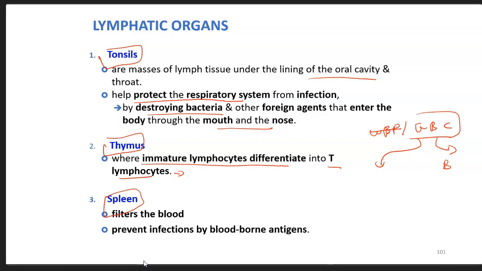Okay. And then spleen, the function of the spleen is to filter the blood, prevent infection by blood-borne antigens. Okay, so those are the three organs of the lymphatic system. As you can see, the lymphatic system has a role in immunity, in the immune system.